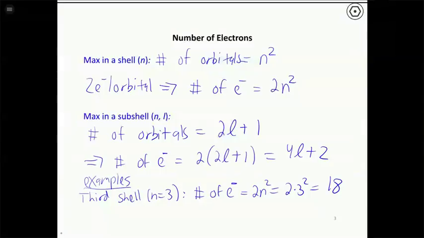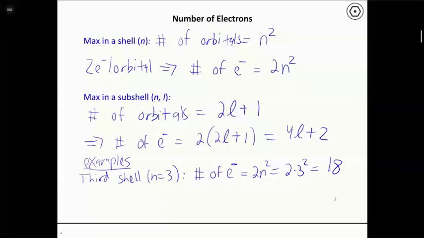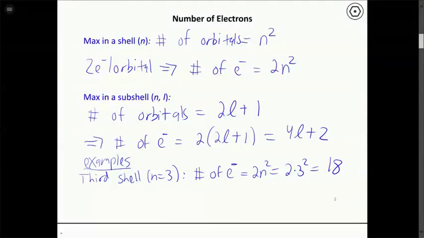Okay? And then if we're just talking about the 3s subshell, let's talk about the different subshells that are in the third shell. If n equals 3, we have 3 values of l: 0, 1, and 2. And so there's 3 subshells in the third shell. There's always n subshells for a given value of n. So if we have the 3s subshell, the maximum number of electrons in the 3s is given by 2 times (2l plus 1). That's the value for a subshell.